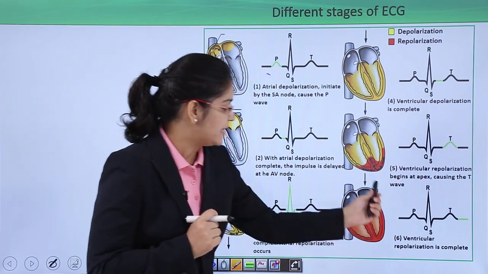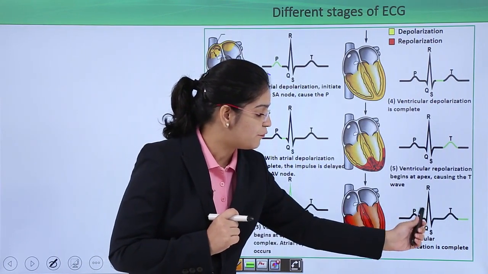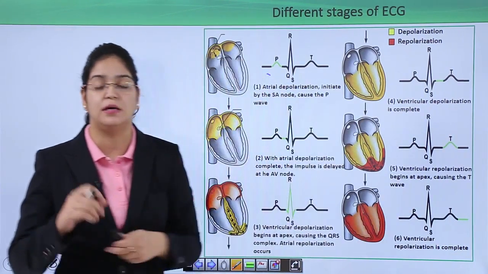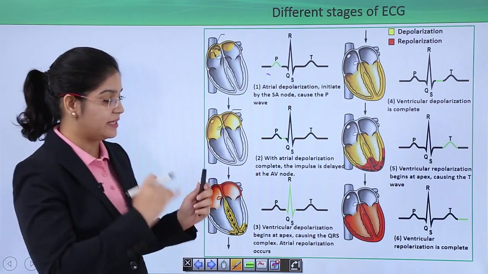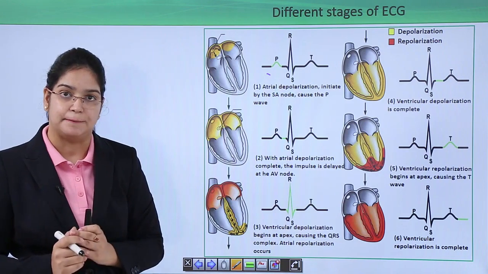So here we can see the full relaxation phase is completed. So now from T it's again coming back to the P point. So like this the graph completes a complete cardiac cycle.